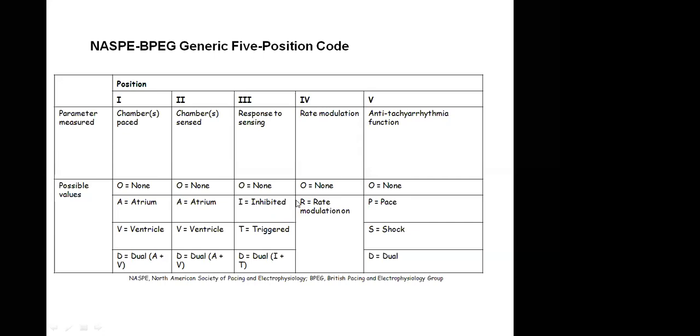Yes, I did. Now, O means that even if I see intrinsic activity, I still pace on top of it. That's the meaning of O. Don't respond to that intrinsic activity. Be blind to it. Blind the machine to intrinsic activity. Are you getting me? So, just pace. That's the meaning.